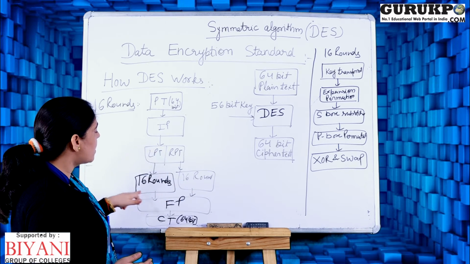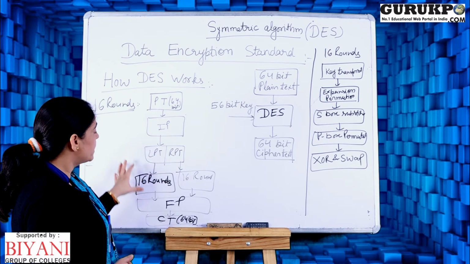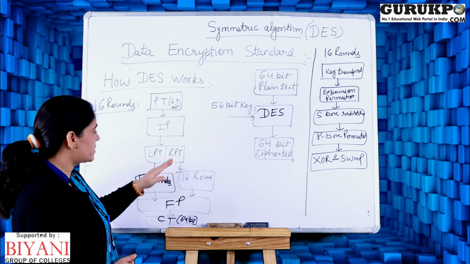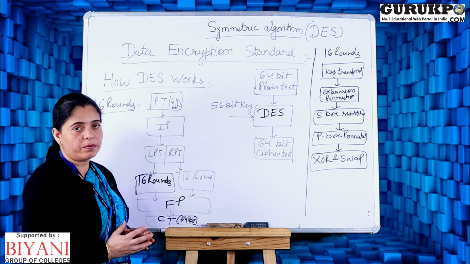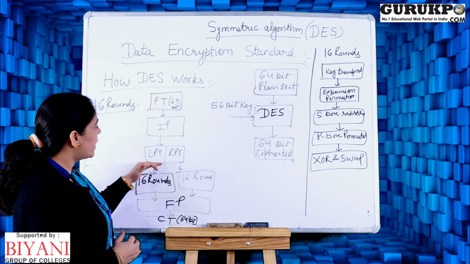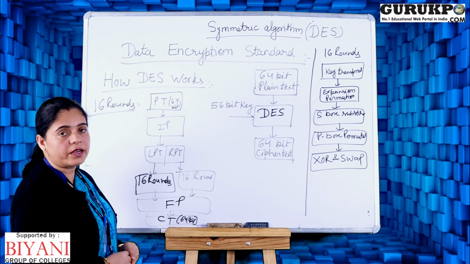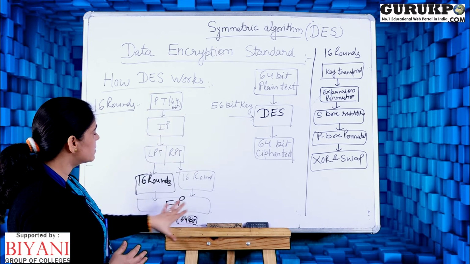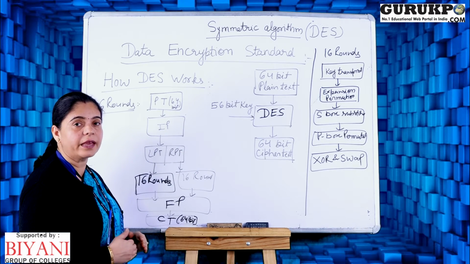Next, after doing the initial permutation, LPT and RPT will be generated, then the 16 rounds will be performed on the LPT and RPT text. Then after 16 rounds the LPT and RPT will be combined, and the final permutation, FP, will be done on the LPT and RPT, and at last the ciphertext will be generated, and the size of the ciphertext is 64-bit.